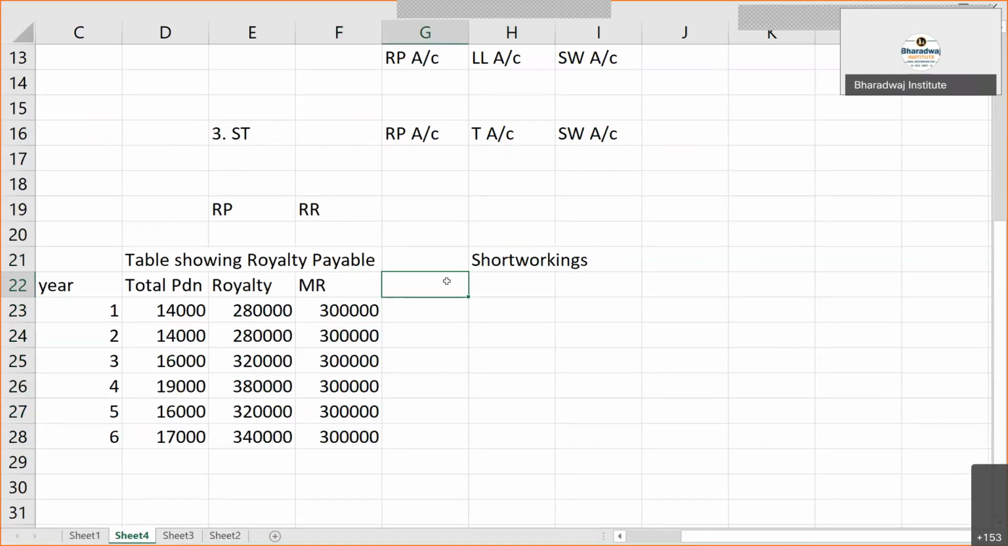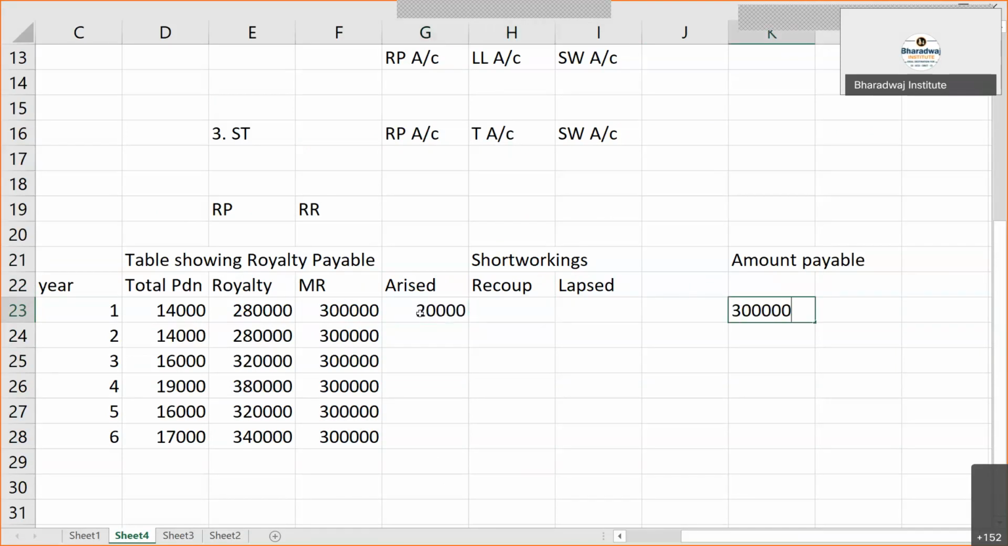Short workings arised, recouped, lapsed. Amount payable to landlord. First year, how much arised? 20,000 arised. You pay 3 lakhs to the landlord. Second year again 20,000 arised. You pay 3 lakhs to the landlord.